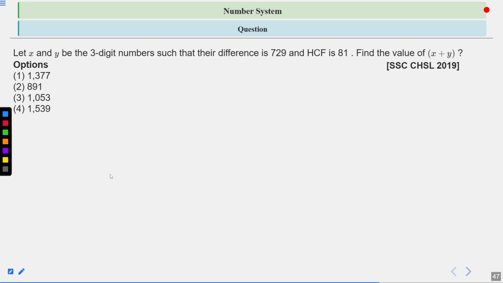Let x and y be 3-digit numbers such that their difference is 729 and their HCF is 81. Find the value of x plus y. This question was asked in the SSC CHSL exam in 2019. There are 4 options: first is 1377, second is 891, third is 1053 and fourth is 1539. Now you have 10 seconds to solve this question. Your time starts now.